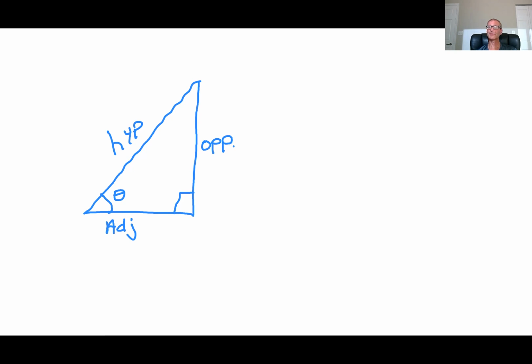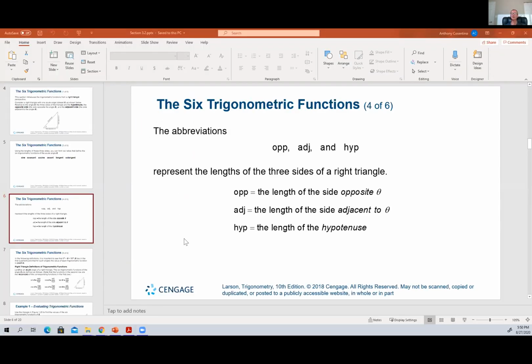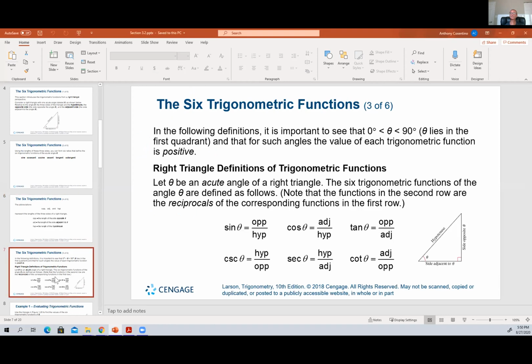So I'm going to go back to the presentation here. And so as I said on my graph, these are how the 3 sides are indicated and abbreviated. And so how do we define the trig functions? Here we go. Oh my, look at all these equations. Well, the 3 that you want to remember are sine, cosine, and tangent. And the other 3 are just inverses, and I'll show you that shortly. So the idea is that the sine function is the length of the opposite side divided by the length of the hypotenuse. And then cosine is actually the adjacent divided by hypotenuse. And tangent is opposite over adjacent.